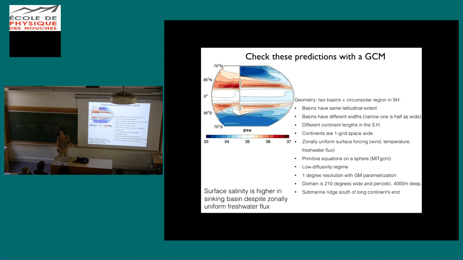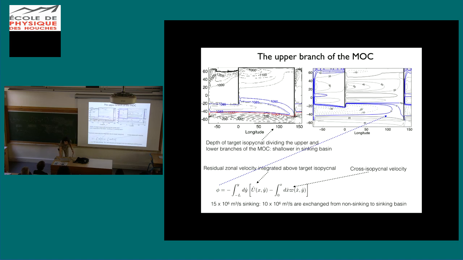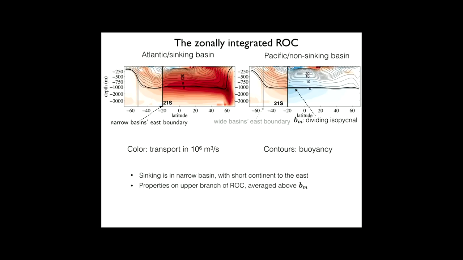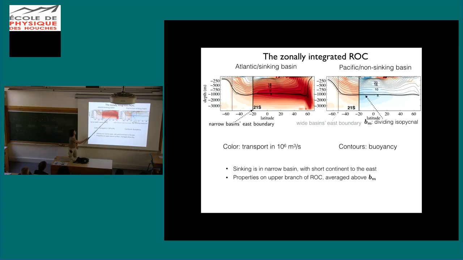So you don't need the freshwater flux if you have an overturning that sinks in the Atlantic and not in the Pacific, and there it is. Here's the overturning. Naturally, spontaneously, it occurs in the Atlantic, not in the Pacific. This is the usual residual overturning plotted for the 2 sectors, and obviously they are in common south of a certain latitude. This is just the zonal average of everything.